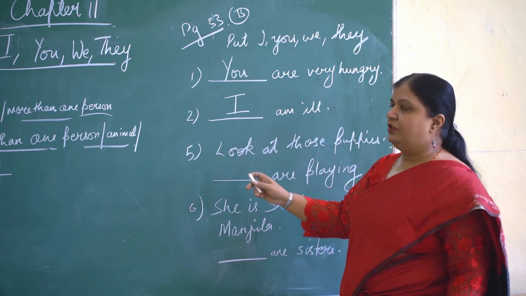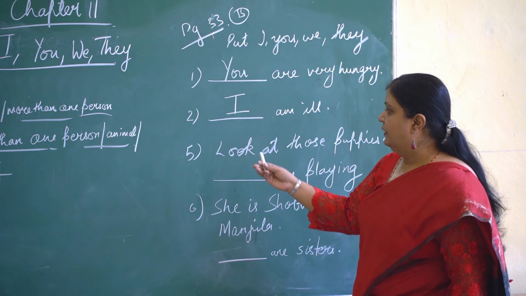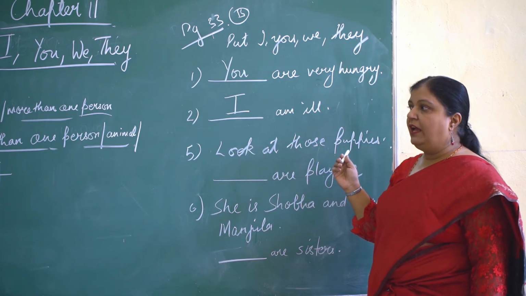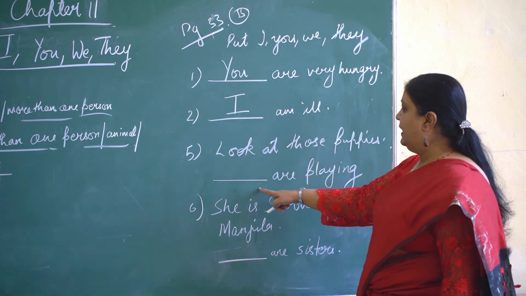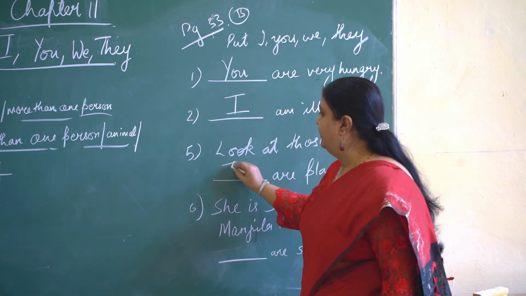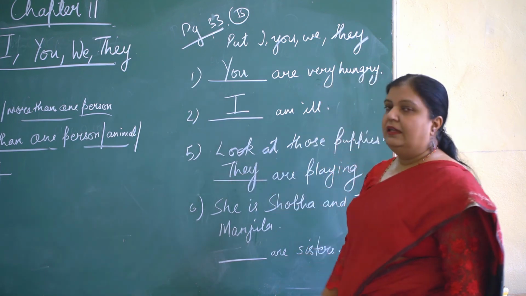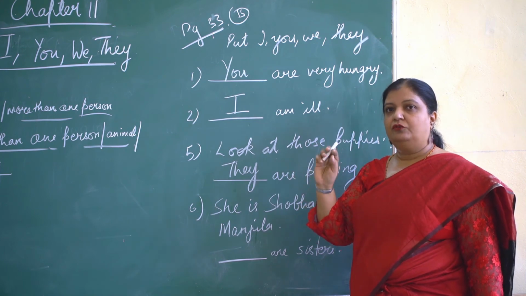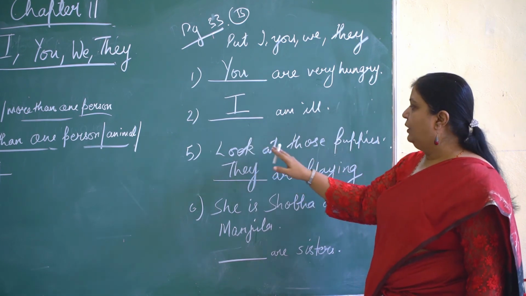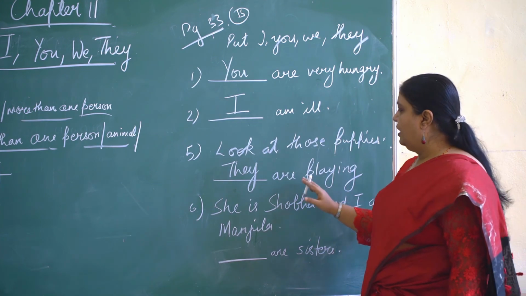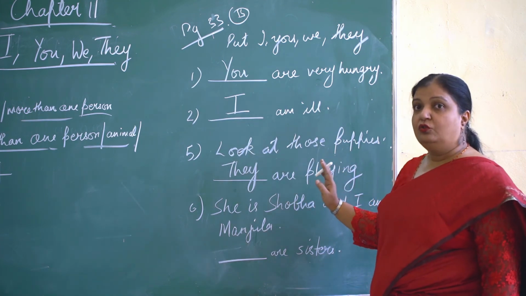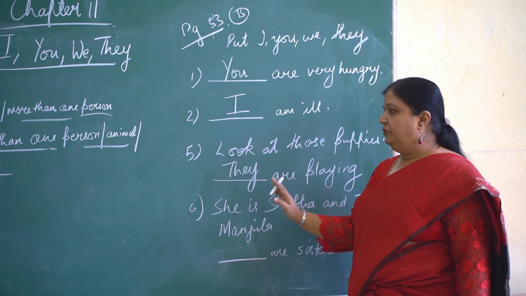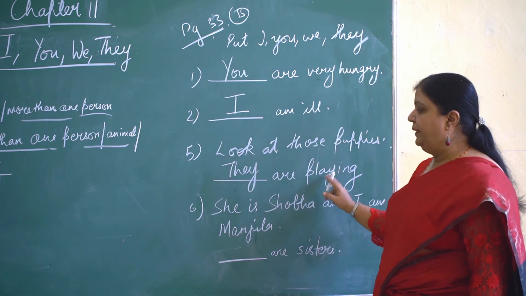Then, the fifth picture, some puppies are playing. Look at those puppies. Now, more than one, what will you use? They are playing. Look at those puppies. Dash are playing. Will you write I are playing, you are playing? No. For animals, more than one animal, you will use they are playing.